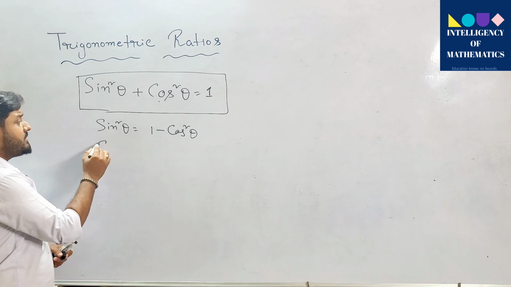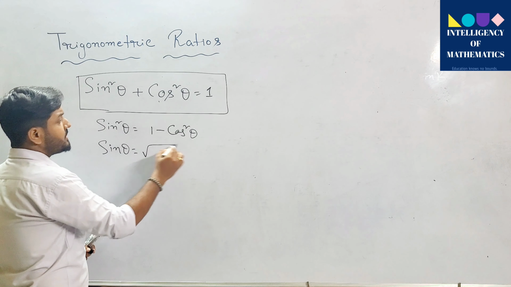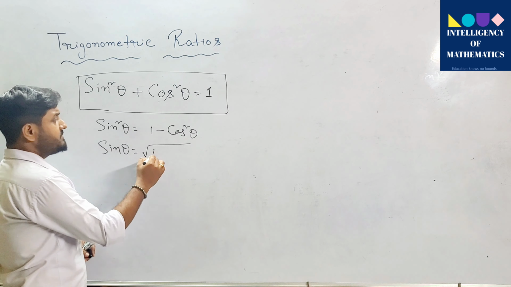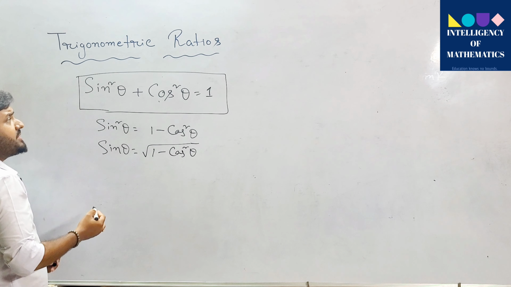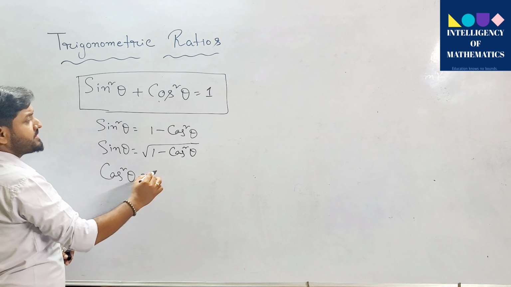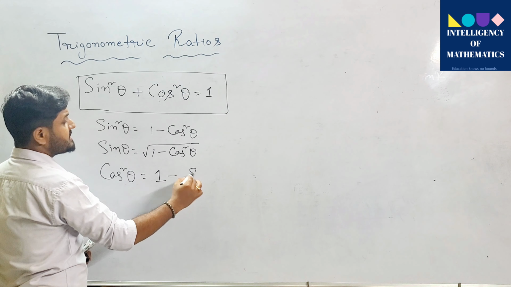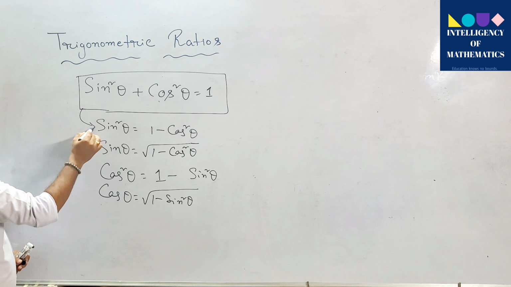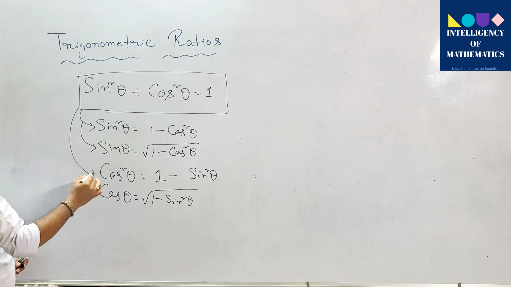So if I need only sine without square, you know the rule. The rule is you have to remove the square and square root will come on the other side. Same way, if I need cos square theta from here, I will keep cos square theta on this side, sine square will be shifted, so it will become 1 minus sine square theta. Same way, if we need only cos, our root will come over, that means root of 1 minus sine square theta. So from this formula, these are the 4 things we can find out.